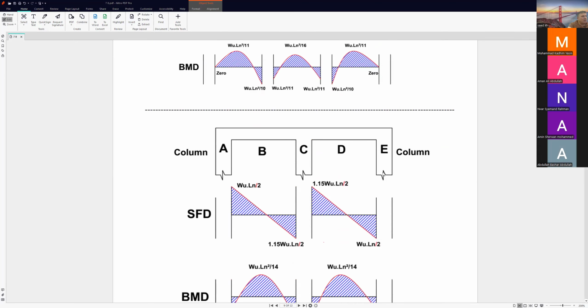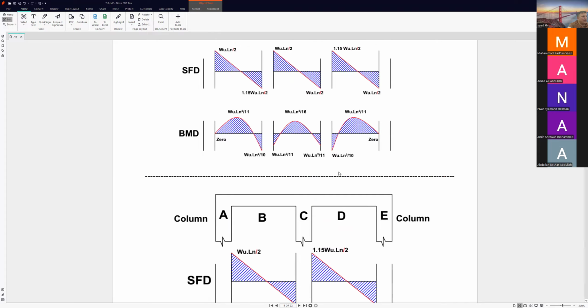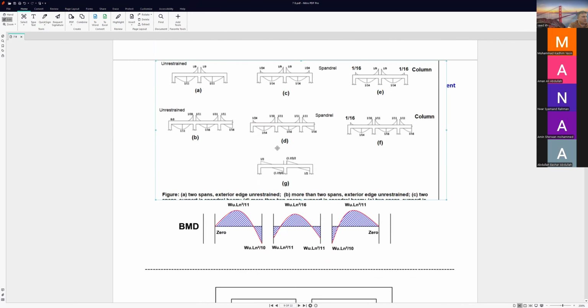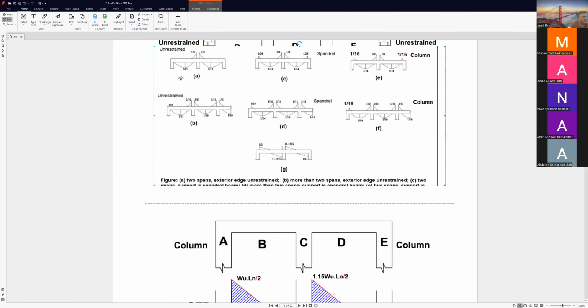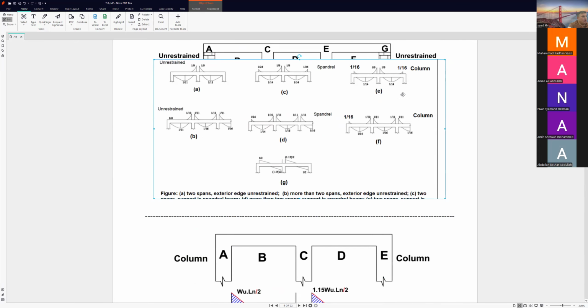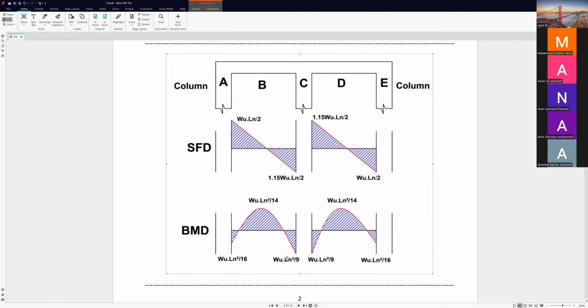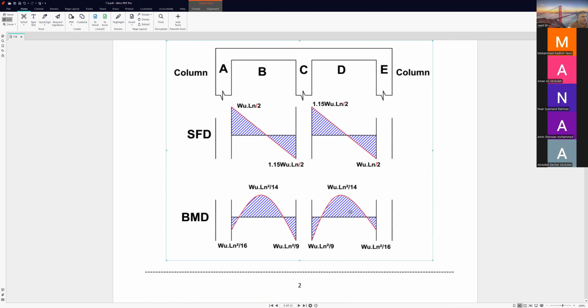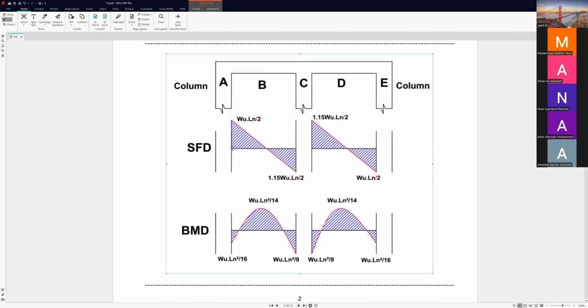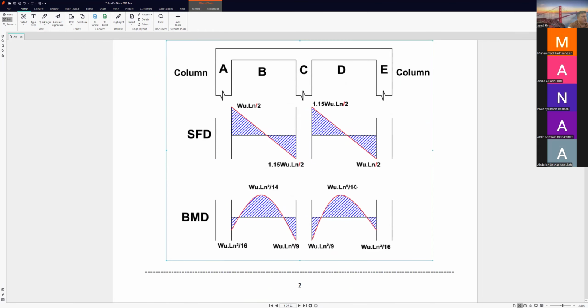Now, what about if we have two spans only? If we have two spans, let me first do this one here. Two spans. This one, the upper one, the column, 1 over 16, 14, 9. Then we have 9, 14, 16. Do you look at the coefficients? Shear force diagram: WLn over 2, 1.15 WLn over 2, 1.15 WLn over 2, WLn over 2.